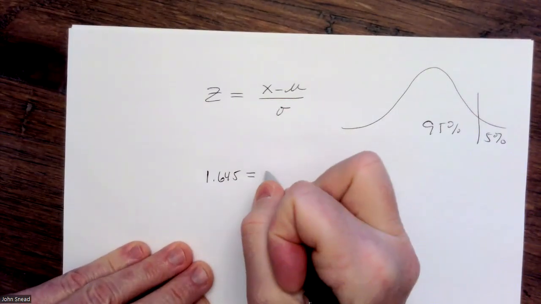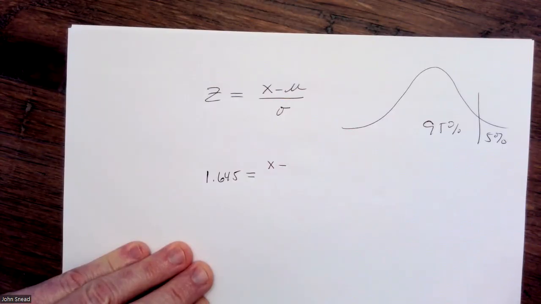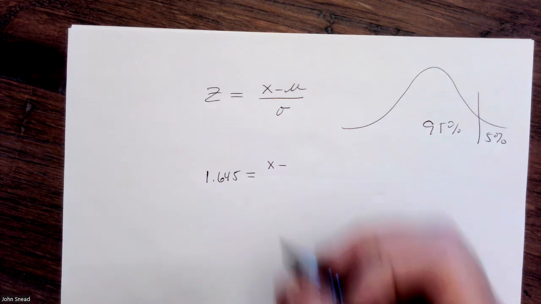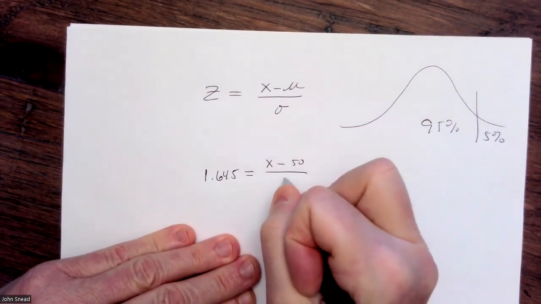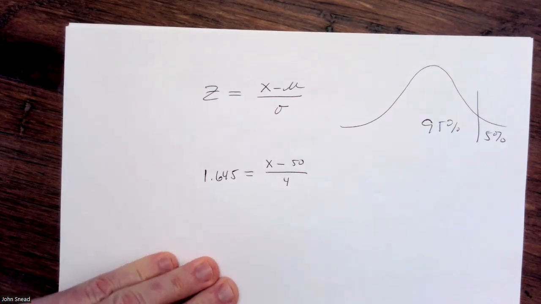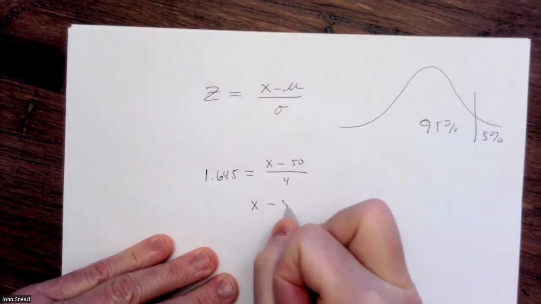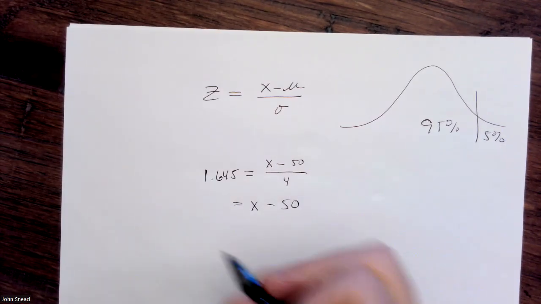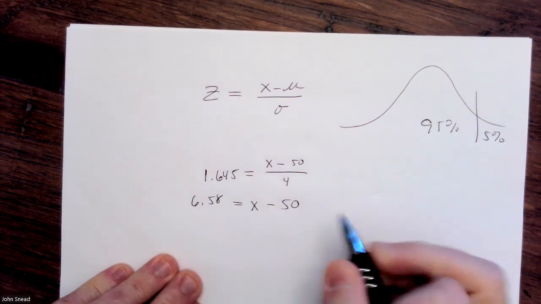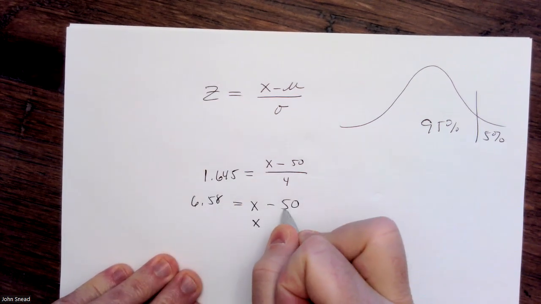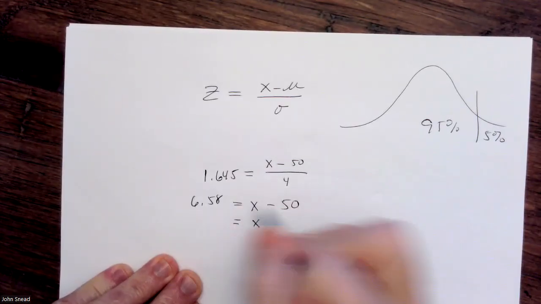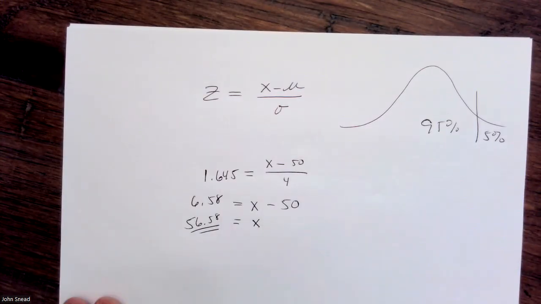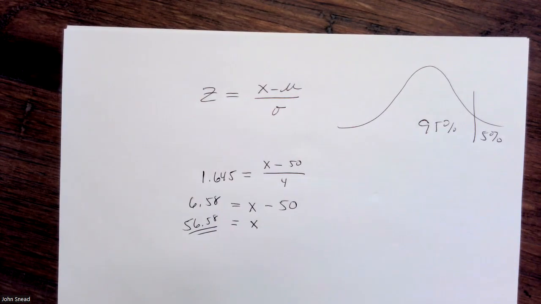1.645 is going to be equal to our x value that we're looking for minus the mean. Here we said that the mean was 50 with a standard deviation of 4. From here, it's going to be very simple. We're going to cross multiply. x minus 50 equals 4 times 1.645, which is equal to 6.58. To clear off this negative 50, we put a positive 50 over here, so x is going to be 56.58. Again, this is very simple. This is how we solve for x.